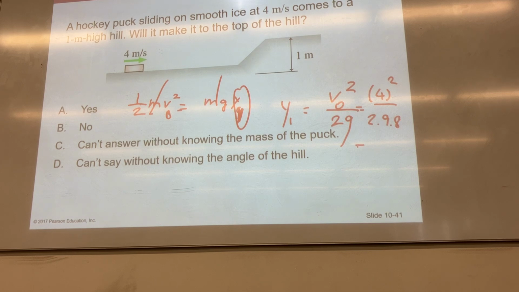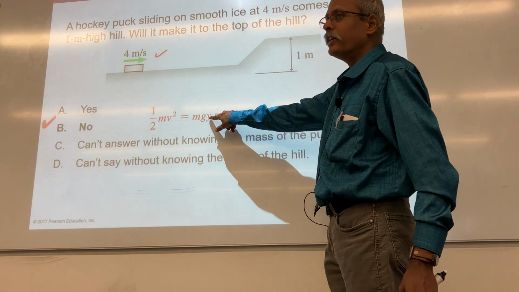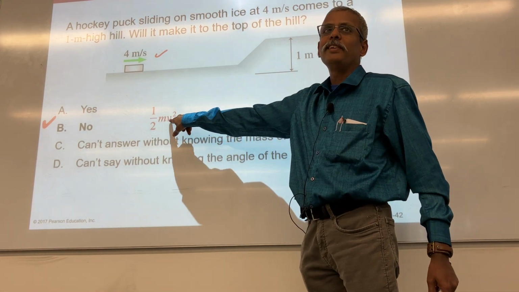Then decide. Okay, so it comes down. So it won't make it based on the number you get. It should be less than 1. So that means you need more speed to reach the height. So that's 20 meters per second squared. That's speed. Or you can also do it the other way. You can put the 1 here and find the velocity.